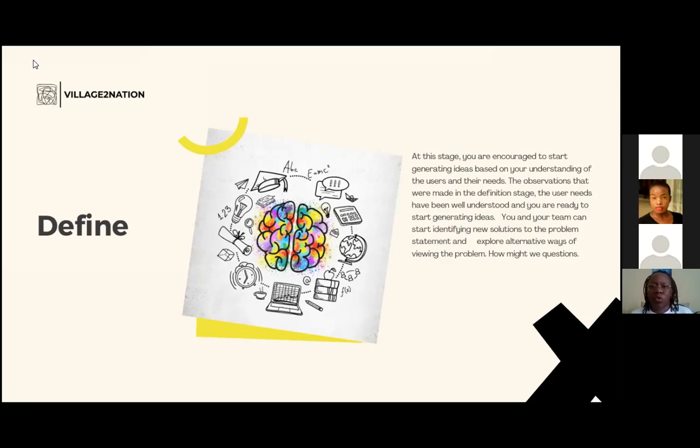The observations that you made in the definition stage mean the user needs have been well understood, and now you're ready to start generating ideas. You and your team can start identifying new solutions to the problem statement and explore alternative ways of viewing the problem. How might we questions apply here?